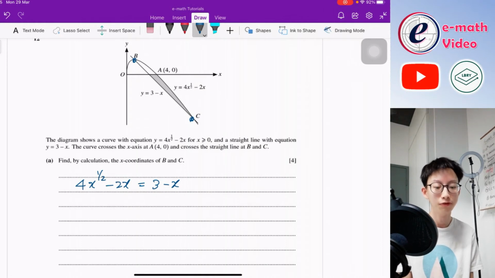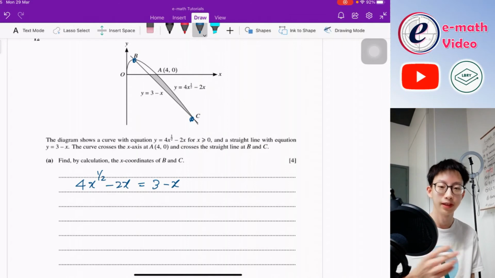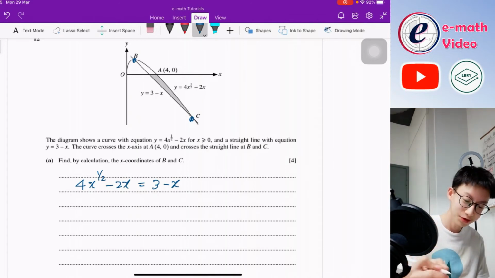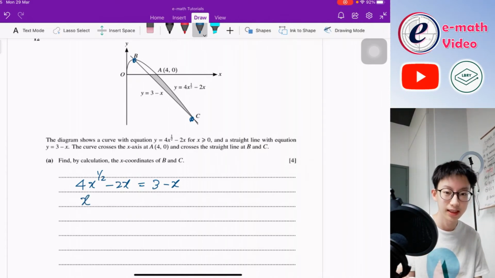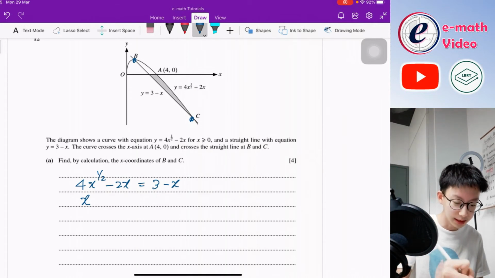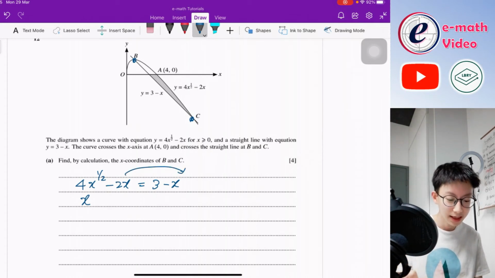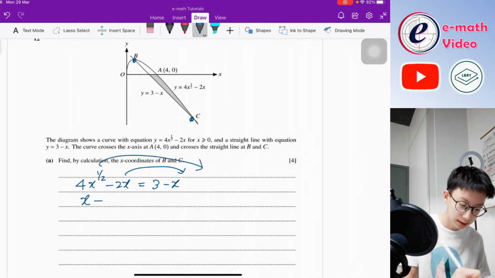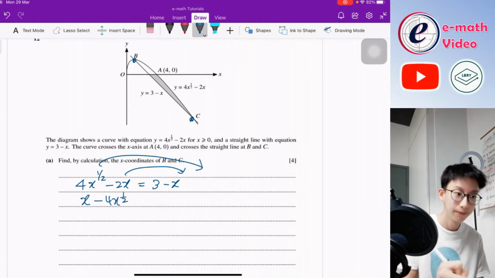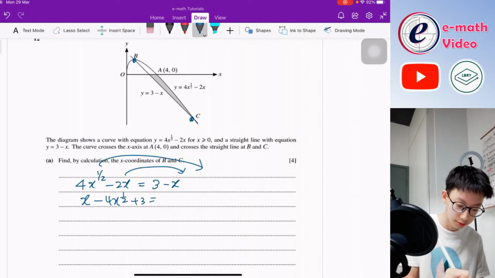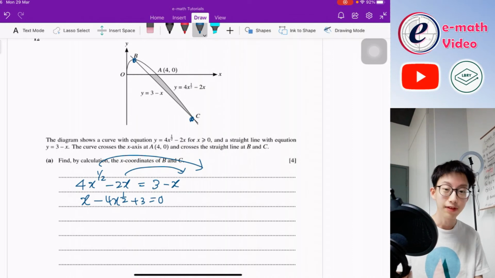But actually, if you have a look, just pay a little bit more attention, you will know that it's actually not hard to do. Okay, let me show you how I do it. I will move this to the other side. Negative x plus 2x is a positive x, right? Then move this to the other side, negative 4x to the half, right? Then plus 3 equals to 0. I think you can see what I am going to do, right?